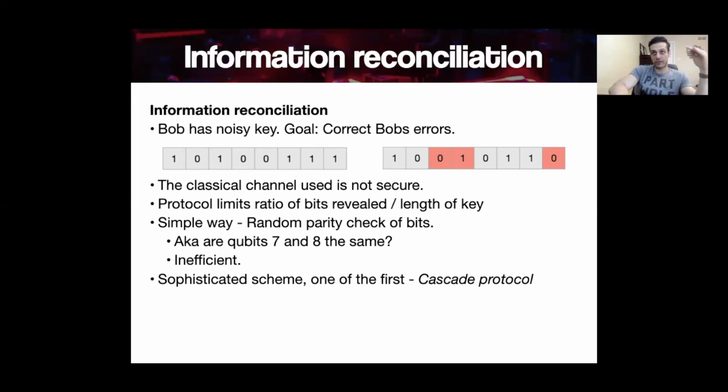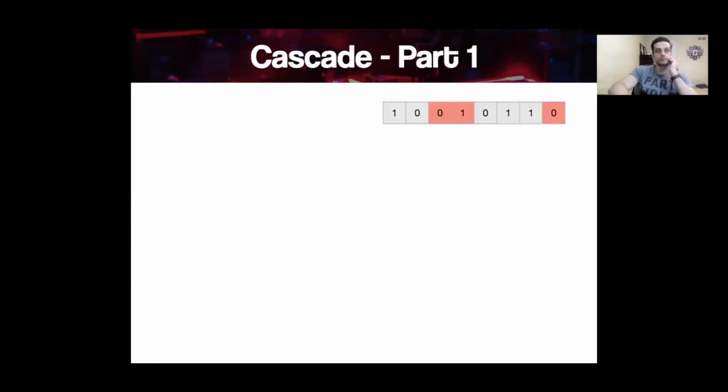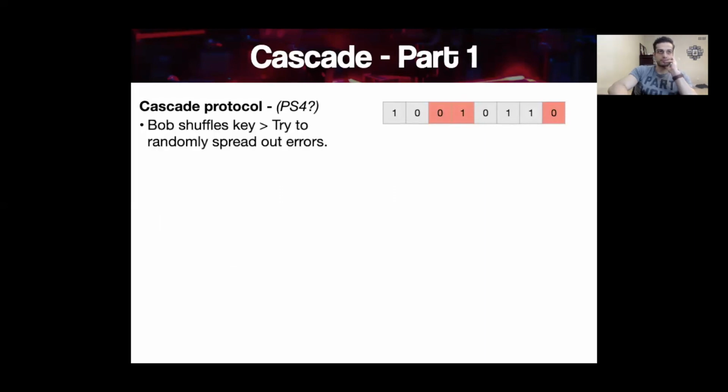So I'm going to show you the first part of the cascade protocol, and you'll get an understanding for how it works and why it works. And I'm going to leave the second step for now, just in case we include that in the problem set. If we don't, I can show you how it's done. Okay, so part one of this cascade protocol. Maybe the second part might be in problem set 4.